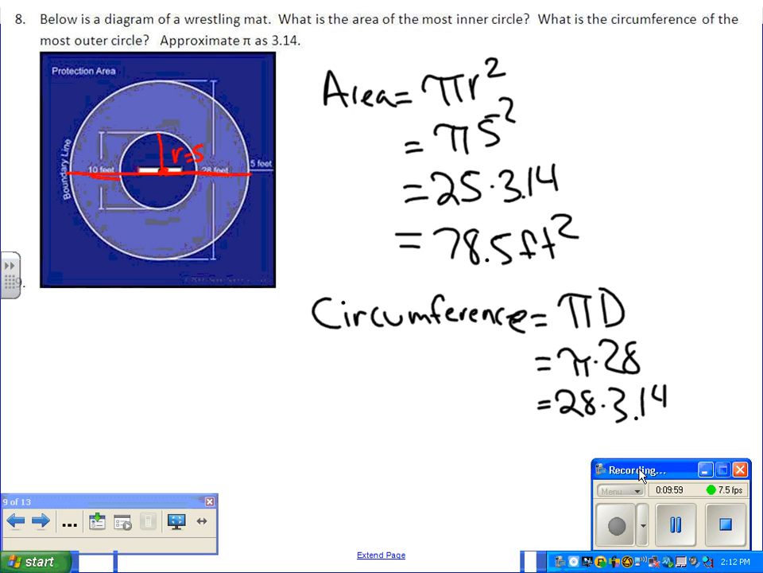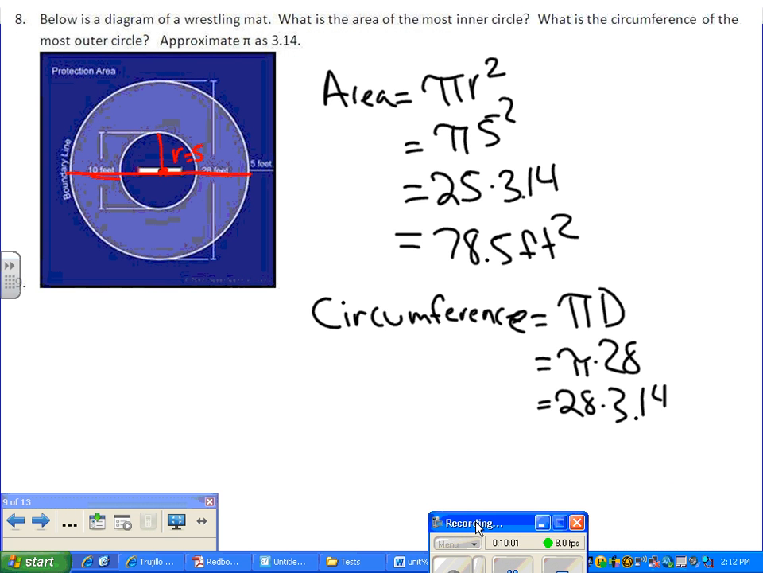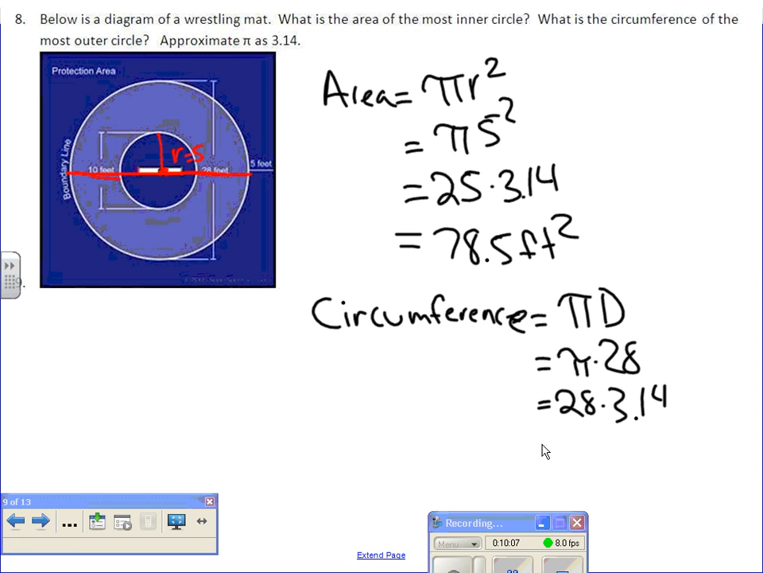If we do that math, we should end up with 87.92 feet. So that's a linear distance. It's just the distance around. Right.